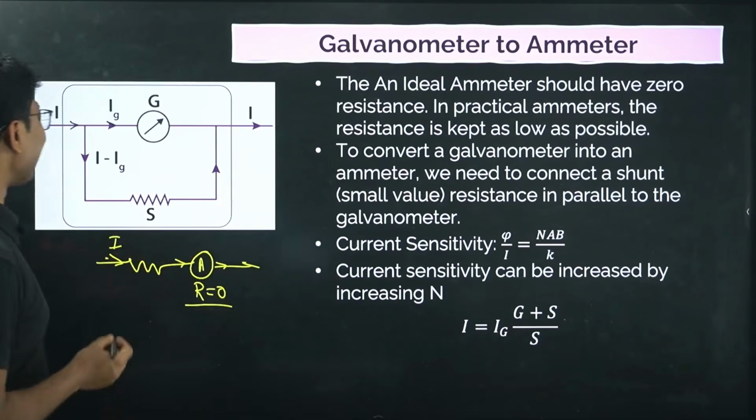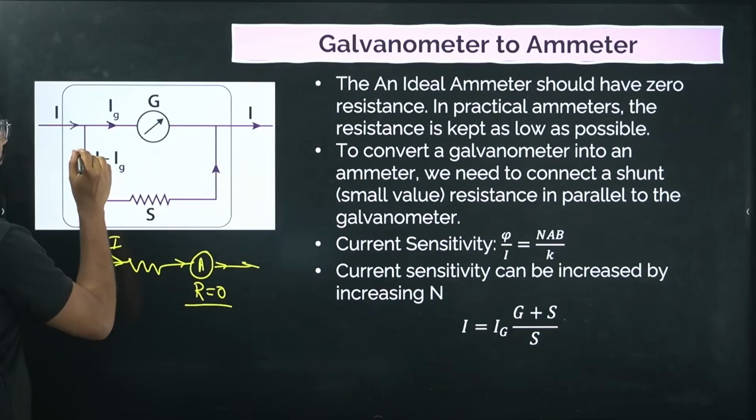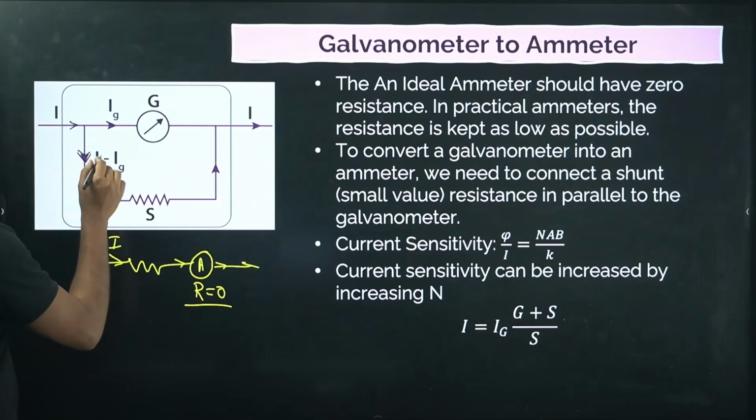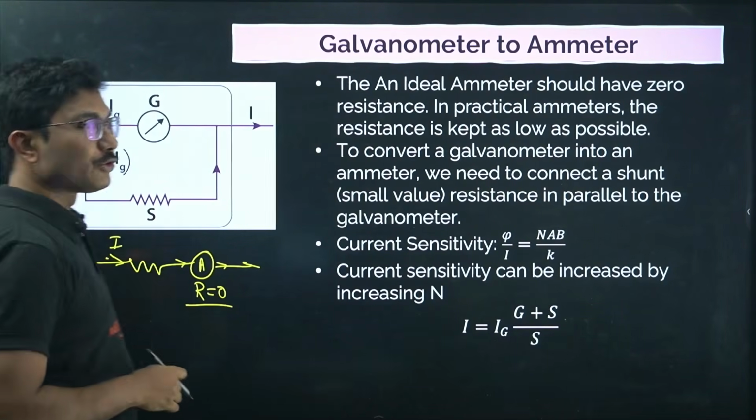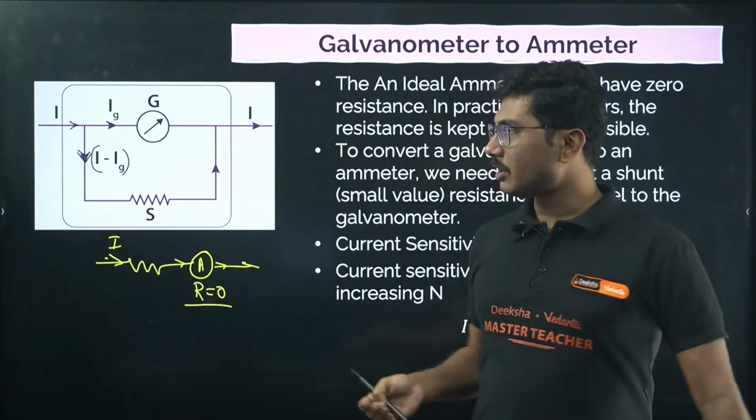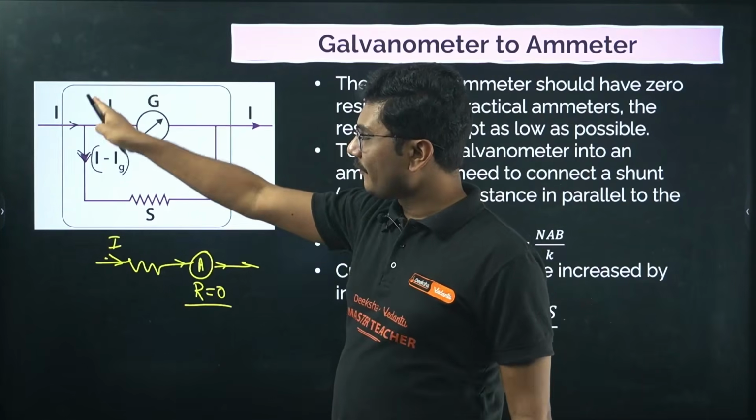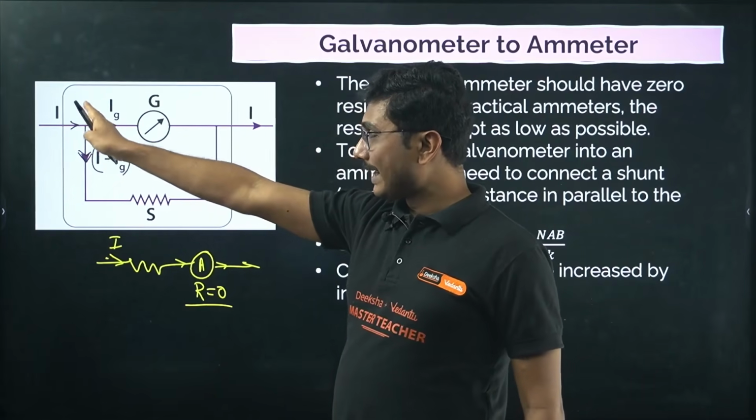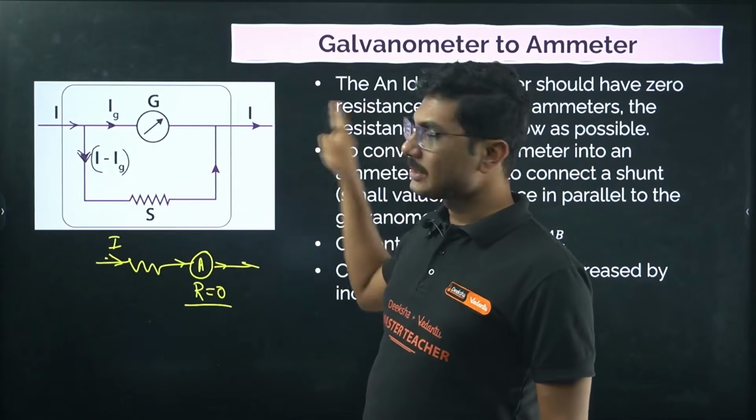So the remaining current should pass through the shunt. The remaining current, I minus Ig, should pass through the shunt. That's why it is called shunting. Shunting means it is basically taking the extra current and allowing it to pass directly.